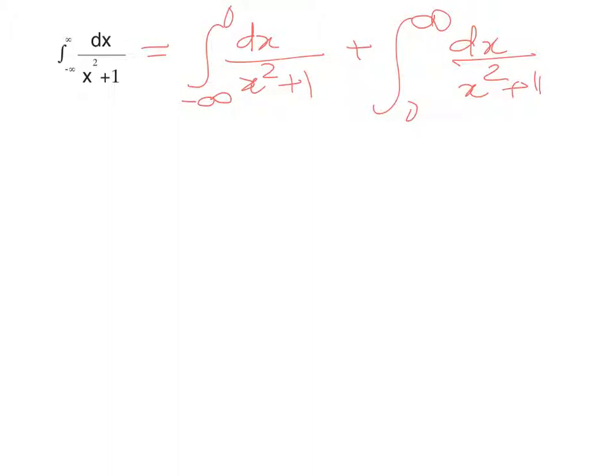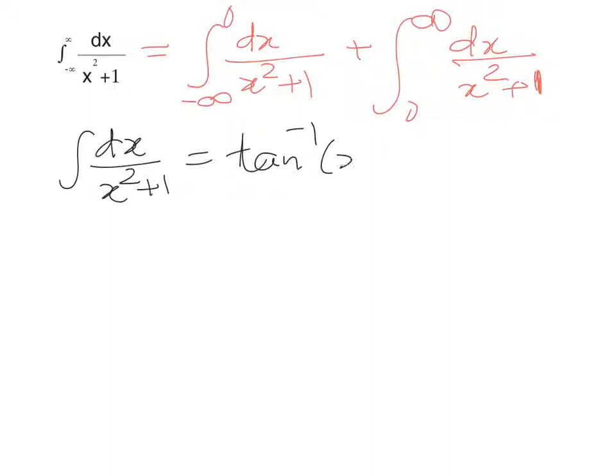To evaluate each of these integrals, we will have to apply a suitable limit to the suitable integral of dx over x squared plus 1. So let us first find the antiderivative of 1 over x squared plus 1. Now we know that the integral of dx over x squared plus 1 is tangent inverse x.